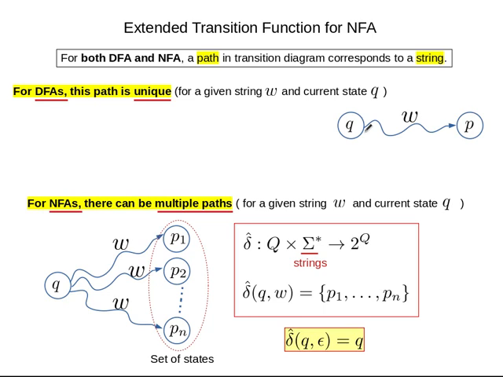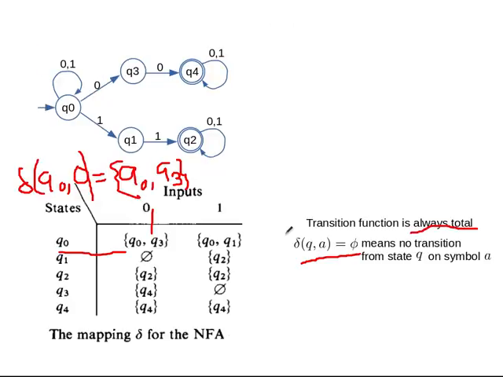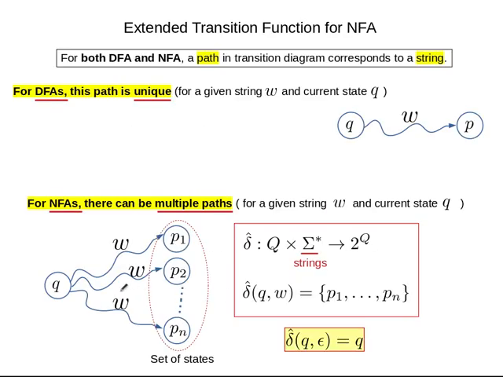But in case of DFA, this path was unique, right? But in case of NFA, there can be multiple paths. So this proliferation we saw, right? This is one path, this is one path, this is one path. Some of them can get stuck also, but even if they do not get stuck, they can reach multiple states. So how do we define the extended transition function, and most importantly, how do we define acceptance of a string based on that extended transition function?